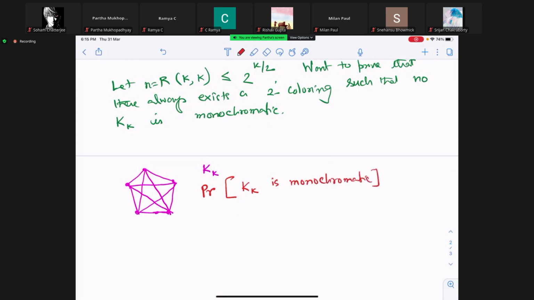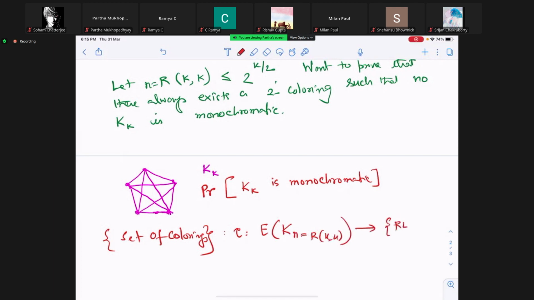So this probability is over what? There is a set of colorings, right? What is a set of colorings? Every coloring tau is a map from the edge set of K_n, where n is R(k,k), to either red or blue, naturally. So from this set you uniformly sample a coloring, and I want to estimate the probability that K_k is monochromatic.